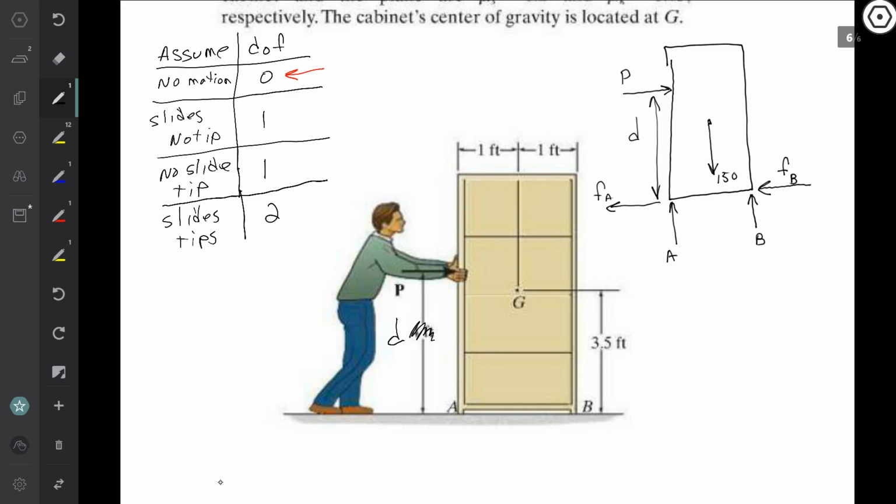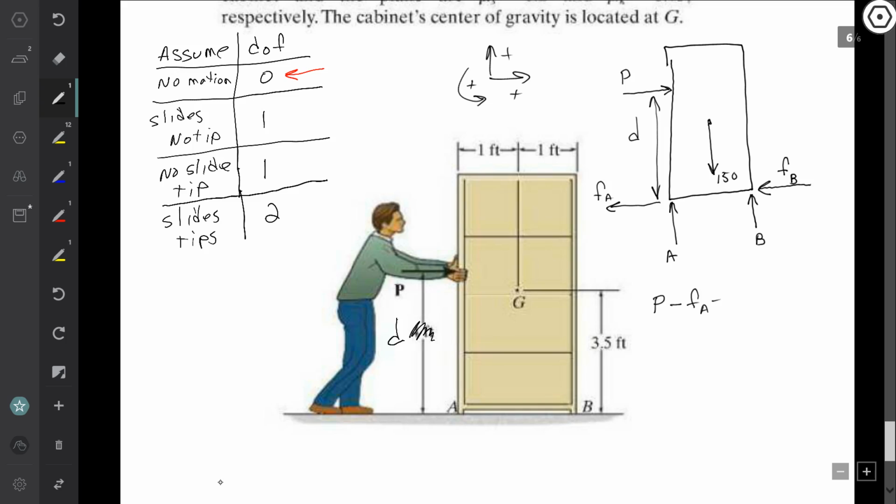Okay, so now I want to write the summation of forces for this, and because I'm assuming there's no motion, there's no acceleration. So we'll sum forces horizontally. Right is going to be positive, and up is positive. And counterclockwise is positive, like I normally do. And so let's sum forces in the horizontal. P minus FA minus FB equals 0 because there's no acceleration horizontally. Vertically, I have A plus B minus 150 equals 0.